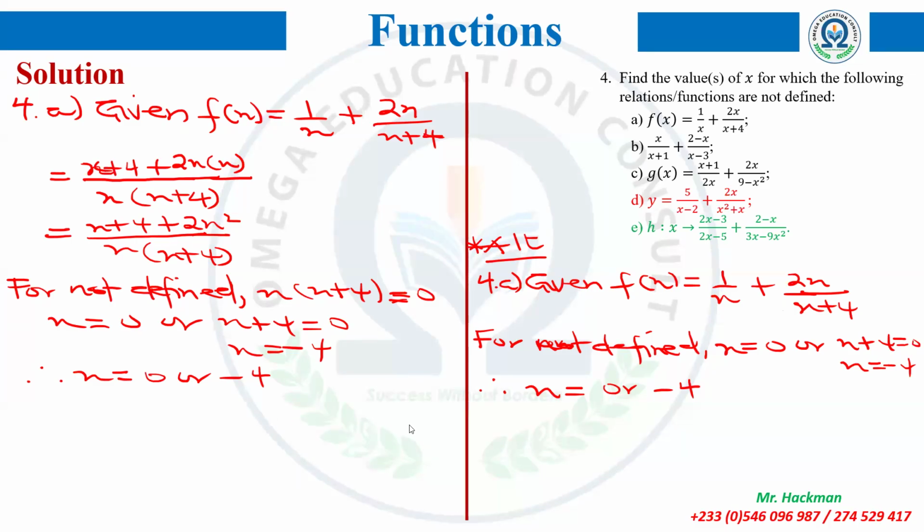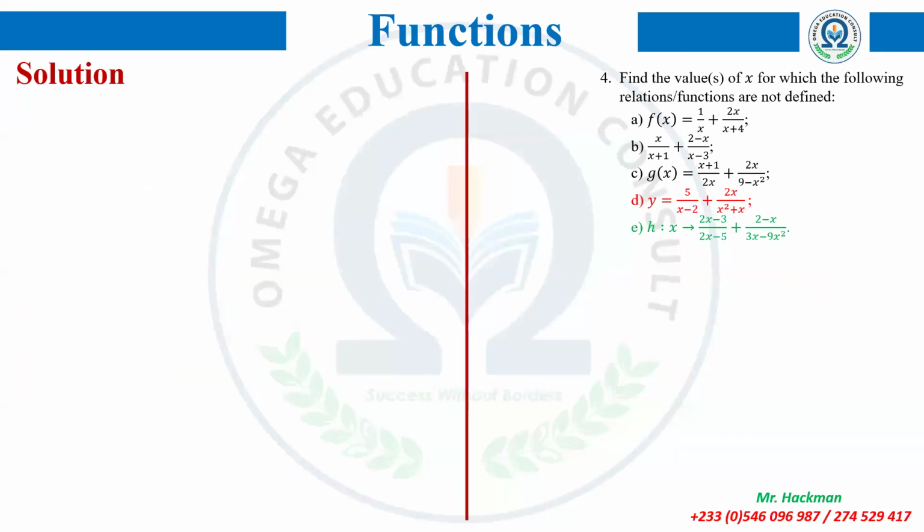So now, what do I do? We are going to look at B and C, then we are done. Let's move on to the next solution slide. So B, what are we given? We extract what we are given. This function didn't come with a name. This relation didn't come with a name. So it is x over x plus 1, then plus 2 minus x over x minus 3. So please take notes. This is what we have.